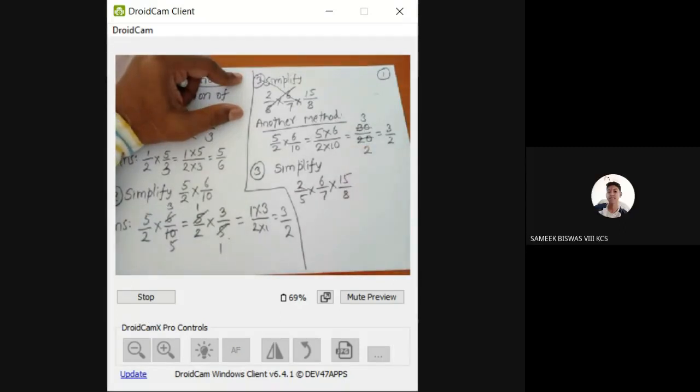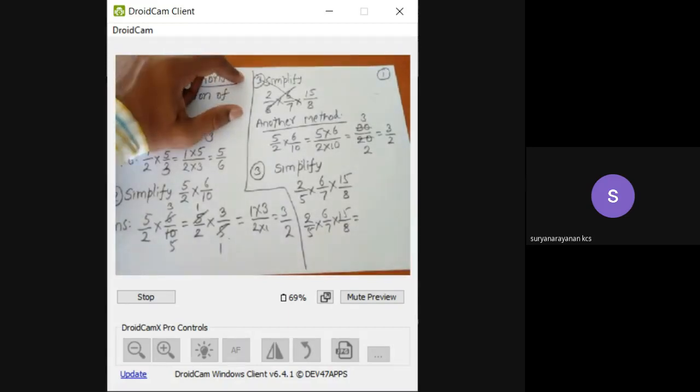Okay, second method, we follow the second method. So 2 by 5 into 6 by 7 into 15 by 8. Tell me, Sridarshan, what will you get in the numerator by multiplying these 3 numbers? 2 into 6 into 15.